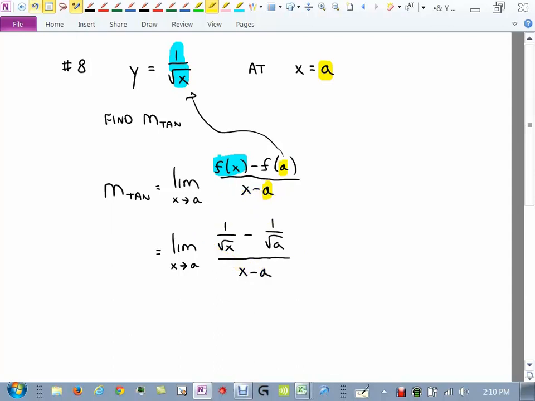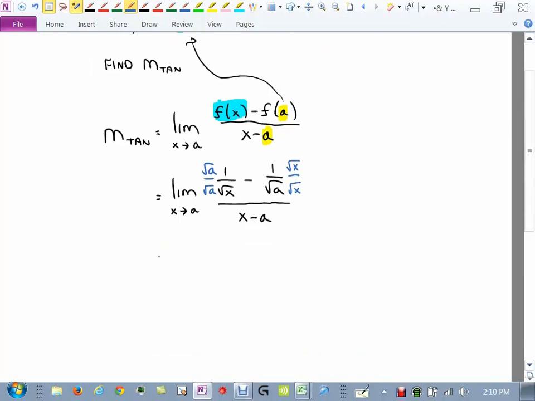To get a common denominator, I'm going to need a square root of x here and a square root of x here, and then a square root of a here and a square root of a here. That way they both have the exact same denominators. So let's go ahead and do that. We're multiplying by 1, right? This is a 1 right here. This is a 1 right here. Root a times 1 gives me root a.